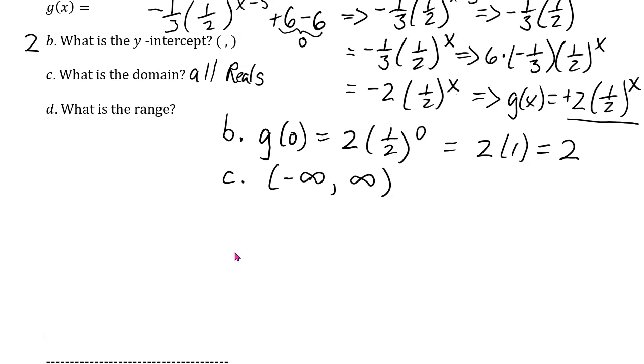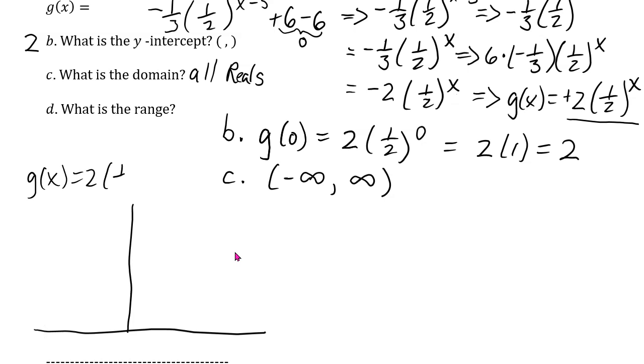When we're looking at the sketch of the graph, what we're starting with, again, is our function g of x equal to 2 times 1/2 raised to the x power. I know that it's been stretched vertically by a factor of 2, which means that it's going to go through here at this value right there. So I have 1/2 raised to the x.